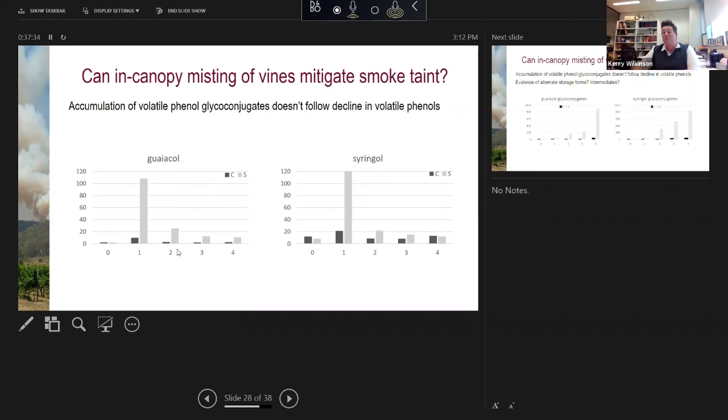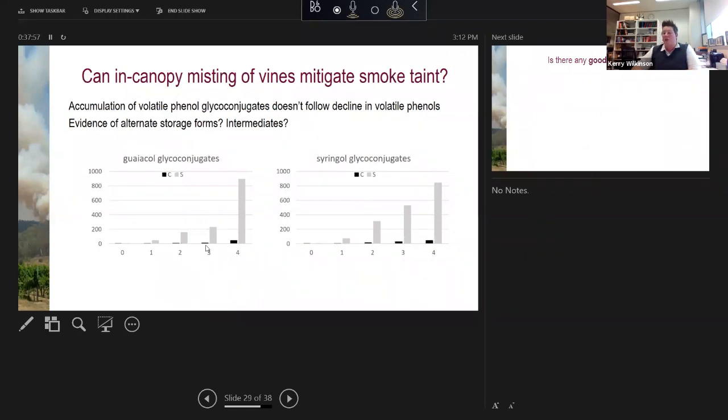By 24 hours after smoke exposure, a significant proportion of those volatile phenols have been metabolised and are no longer detectable by GCMS. And we see that by the time we get to 1 week and to 4 weeks, those levels have dropped quite quickly. But what's really fascinating is that the accumulation of glycoconjugates doesn't follow that decline in volatile phenols. So whereas we might expect to see, and to some extent we have seen that with glycoconjugates in earlier studies, what we were seeing is some of these glycoconjugates were detectable even 24 hours after smoke exposure, but from 1 week through to 4 weeks, so time point 3 is 1 week after smoke exposure, time point 4 is harvest at 4 weeks after smoke exposure, there's a significant increase in these glycoconjugates.